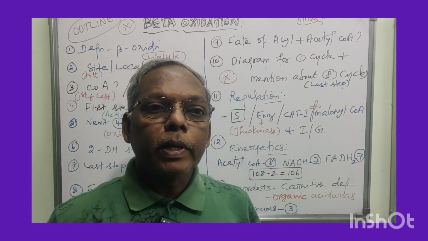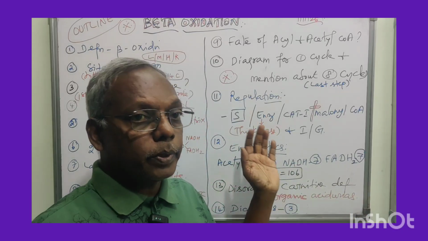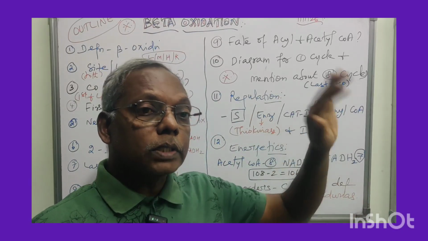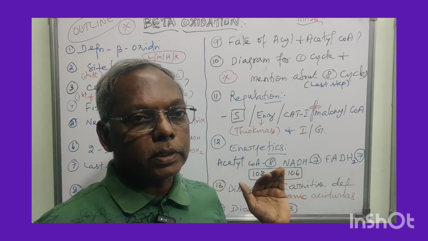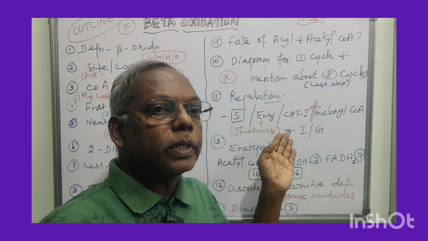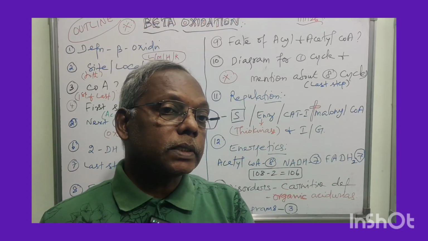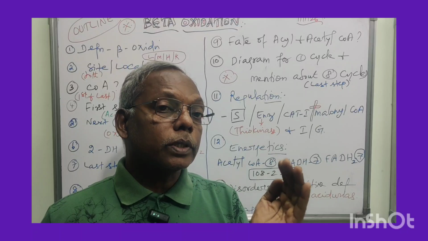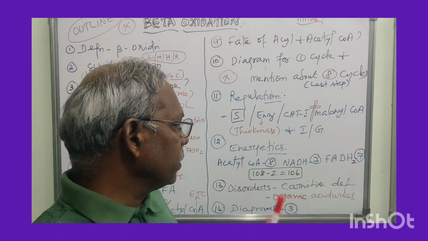Last one is hormonal regulation, very, very important: insulin and glucagon. Here the important MCQ is that glucagon stimulates beta oxidation, whereas insulin inhibits beta oxidation, very, very important point. The concept is that the glucagon to insulin ratio is higher in beta oxidation, whereas in fatty acid synthesis or lipogenesis the insulin to glucagon ratio will be higher. This is a very, very important MCQ point.